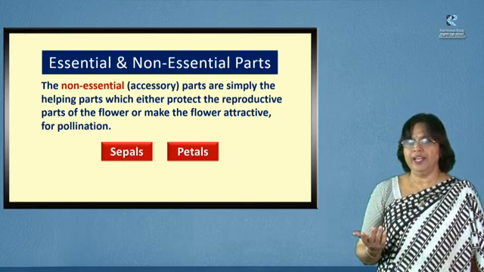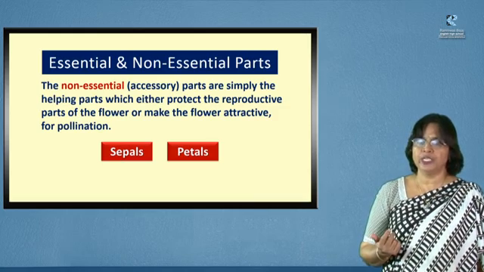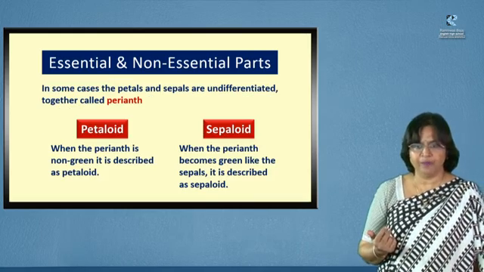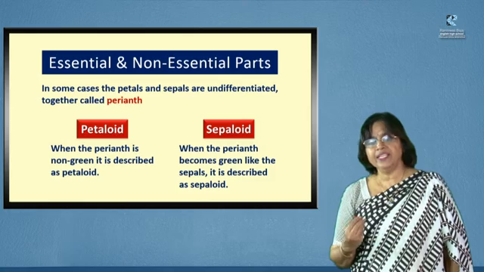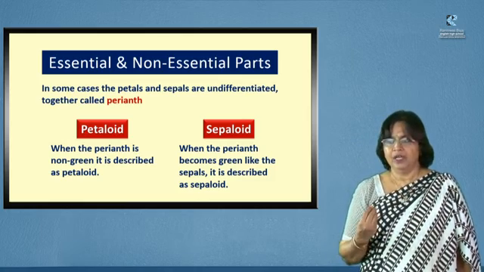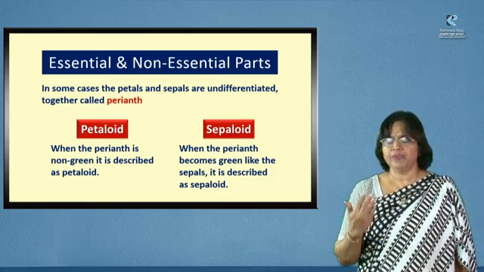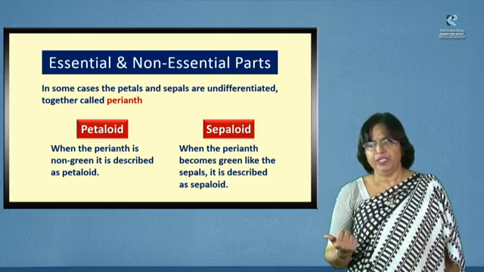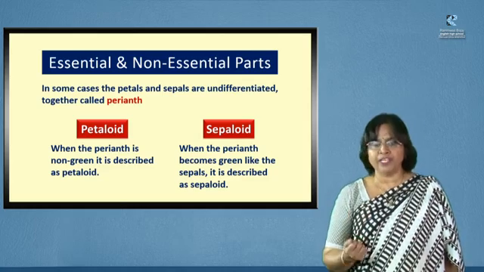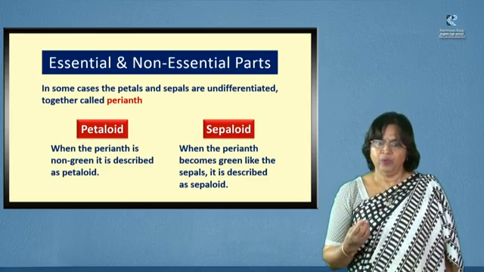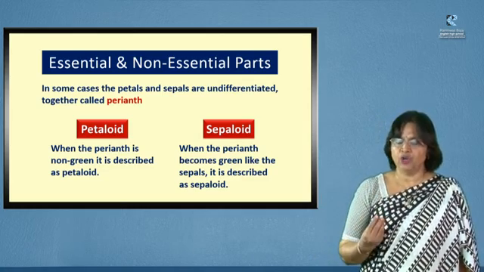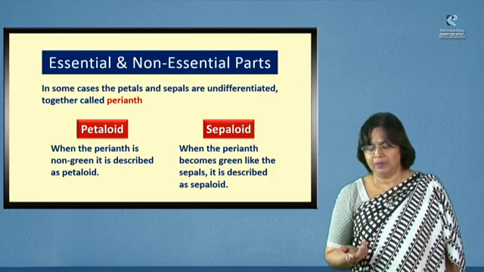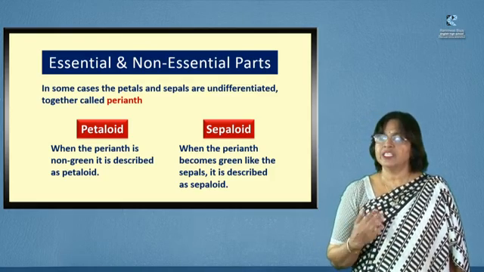So, essential and non-essential whorls. These are the two types of the four whorls of the flower. Now, it is possible that the non-essential whorls, sepals and petals, are sometimes undifferentiated. They look like each other, meaning when you look at a flower, you cannot say whether you are looking at the calyx or the corolla, because they look alike.